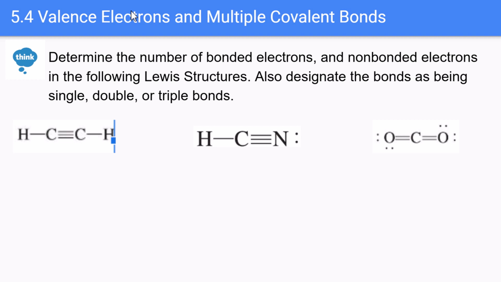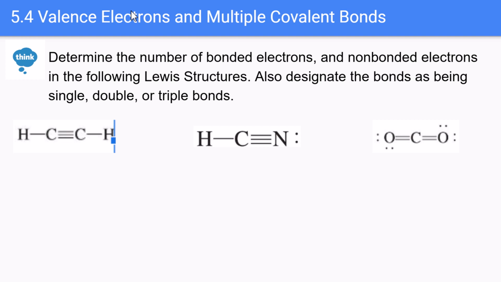The next one over, I look at HCN, count up the number of bonds, 1, 2, 3, 4. Each bond represents, again, 2 bonded electrons, so multiply by 2, so that's a total of 8 bonded electrons. You have a non-bonded pair on nitrogen, so 2 non-bonded electrons. And then CO2, very similar. I have 1, 2, 3, 4 lines. Each represents a pair of bonded electrons, so that results in 8 bonded electrons. And then I have 8 dots on the outside of both of those oxygens combined, so 8 non-bonded electrons.